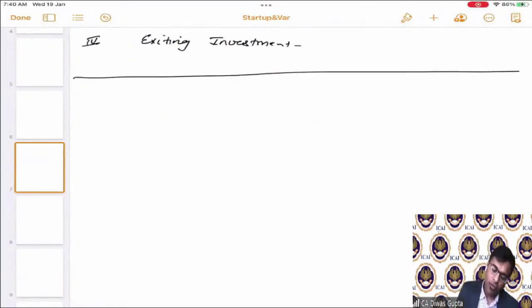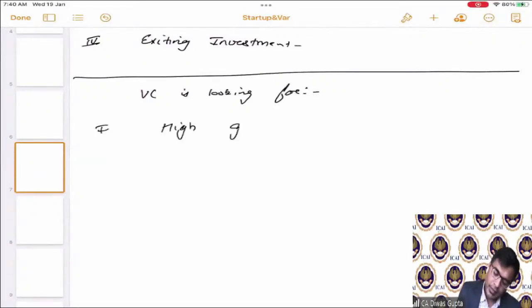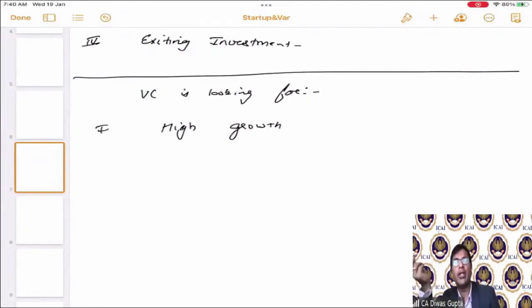And what VCs look for, one, is high growth technologies. Now, there are some technologies which are very good and very innovative, but they don't have any potential for growth. Correct, because the solutions that technology offers are generally not required as a utility. So VC will always look for what kind of technology is a high growth technology.